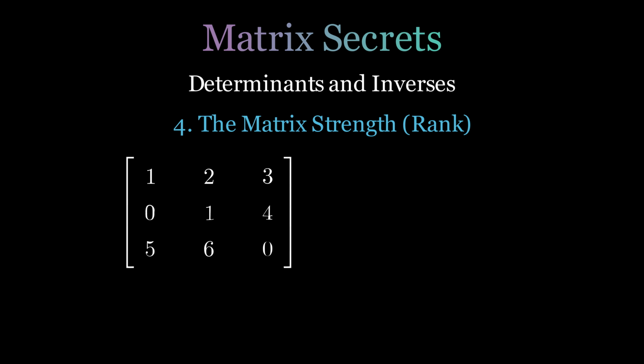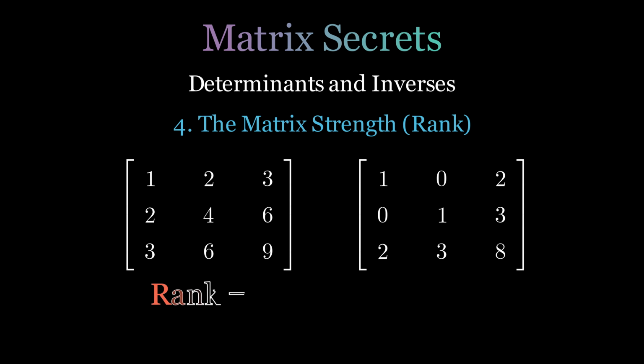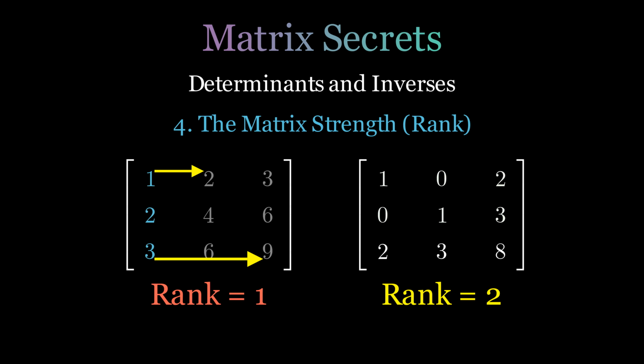The rank tells us how strong a matrix is, how many independent directions it has. A matrix with rank 1 is like a flat line, while rank 3 is like full 3D space.